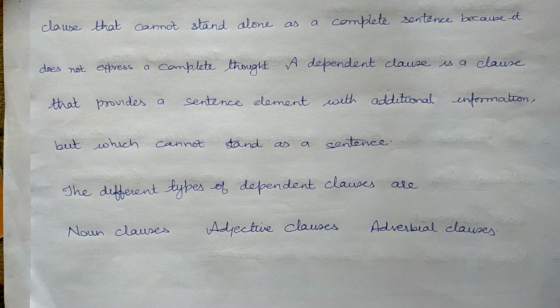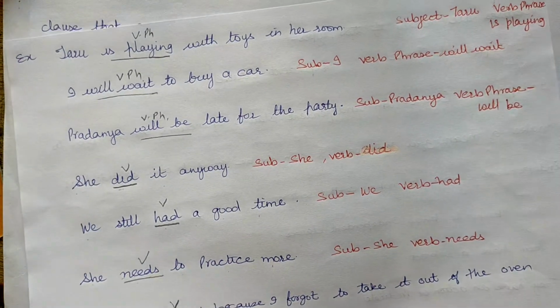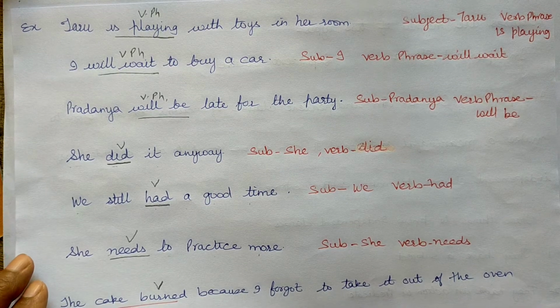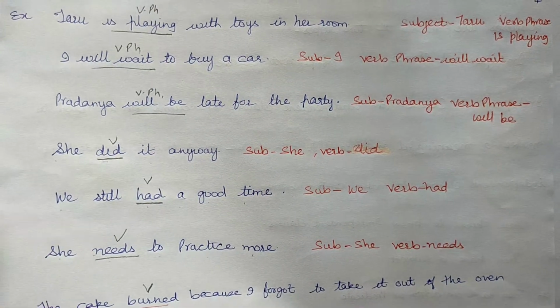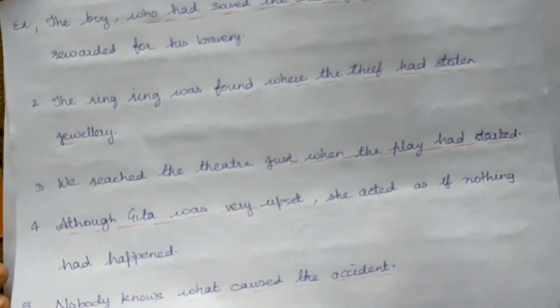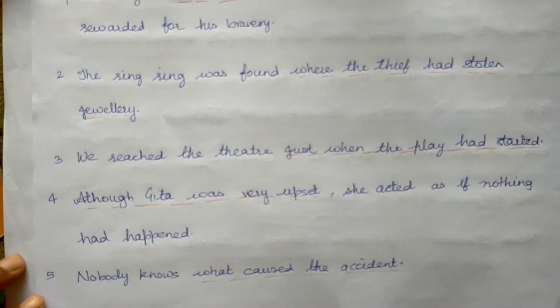We have read about independent clause and dependent clause in this session, and we know the definition of the clauses. For the examples of independent clauses, we have these sentences. Go through these sentences thoroughly to make sure about the definition of independent clauses. And now let us see the examples of dependent clauses.